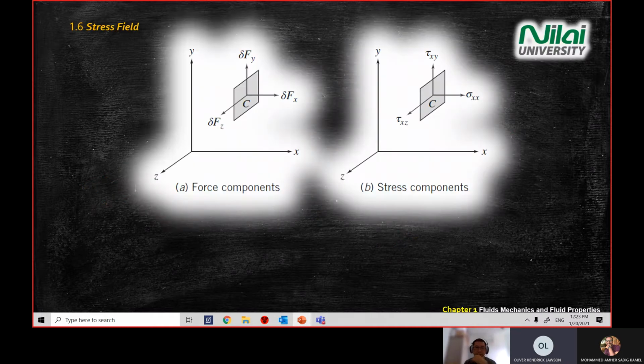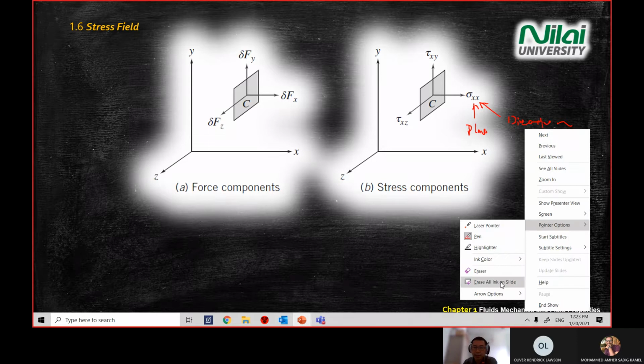Now again, a reminder for notation. The first one is about the plane. The second one is about direction. So be careful on notation when you write your answer in the test later on.